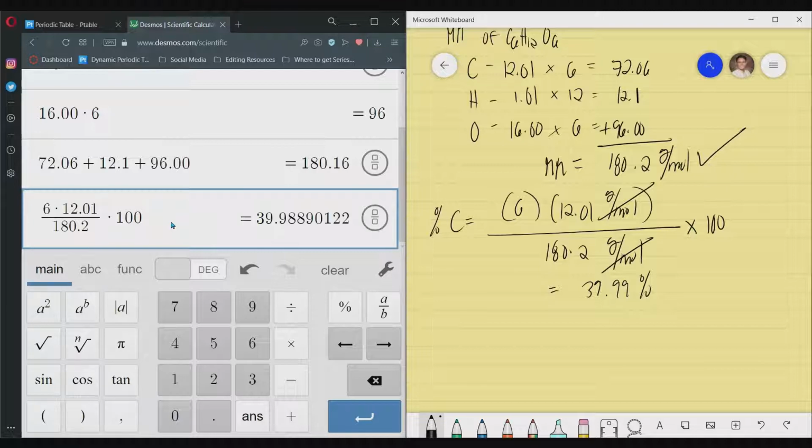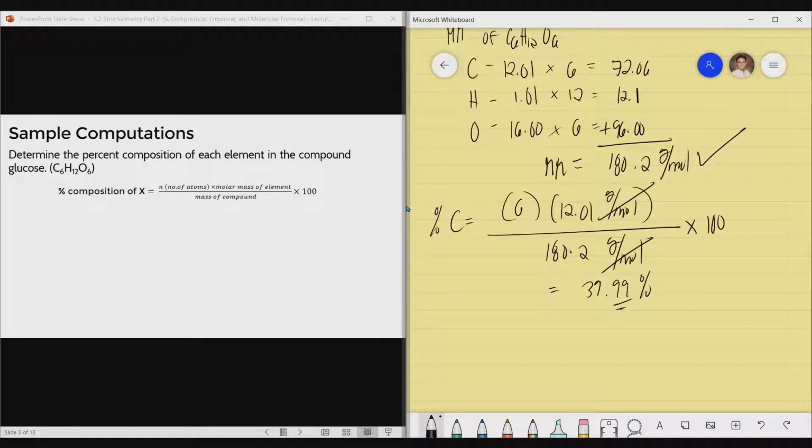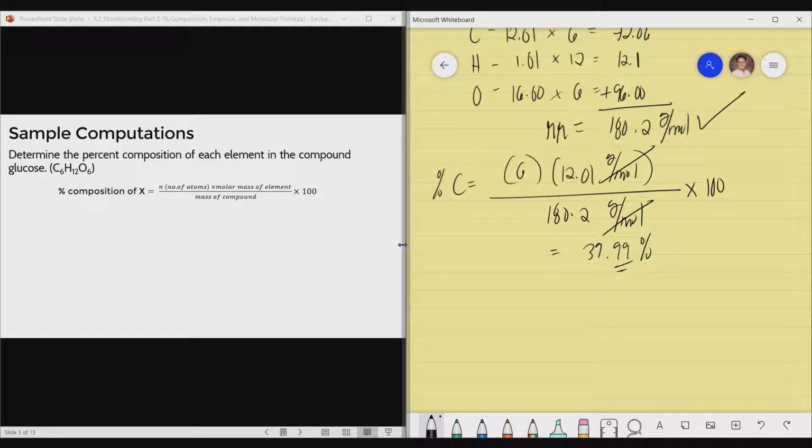Now, when we answer percent composition, let's round off our answer up until 2 decimal places. This may just be a consensus in this context. So, 39.99. All right, how about the next component?